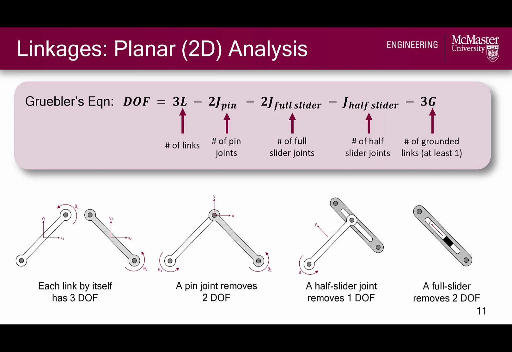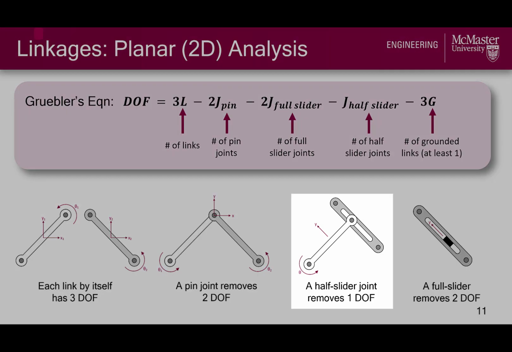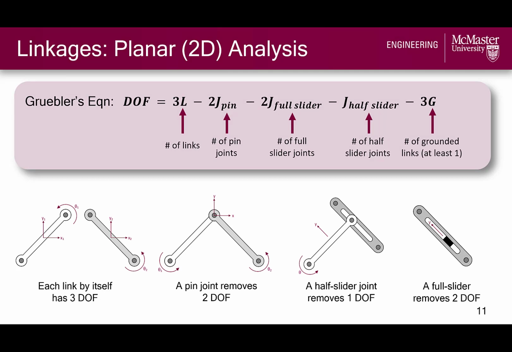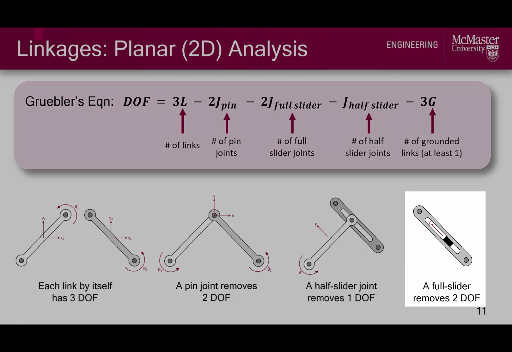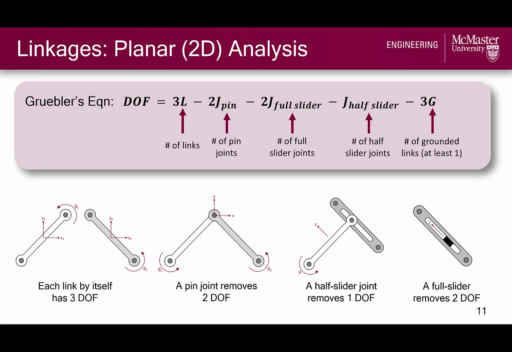If we join the links by a half slider rather than a pin joint, we lose only 1 degree of freedom, and if we put a link on a full slider joint, we lose 2 degrees of freedom, because now the link can only translate in one direction. This is all combined into Grubler's equation for planar analysis of linkages, which determines the number of degrees of freedom remaining in a linkage mechanism given the number of links, pin joints, full joints, and half slider joints, as well as the number of grounded links, which is at least 1.